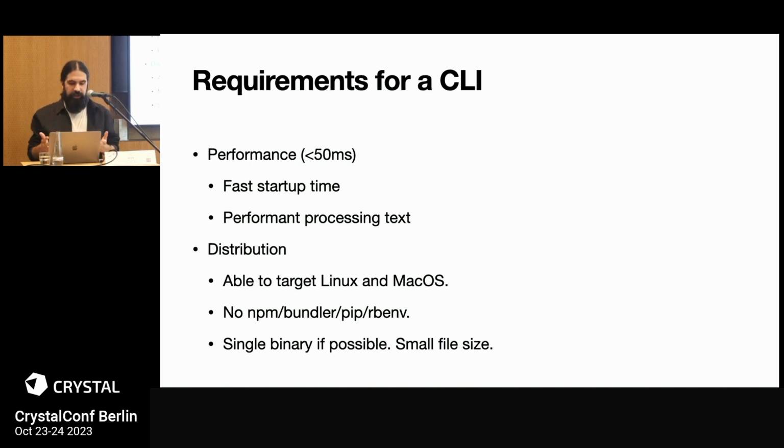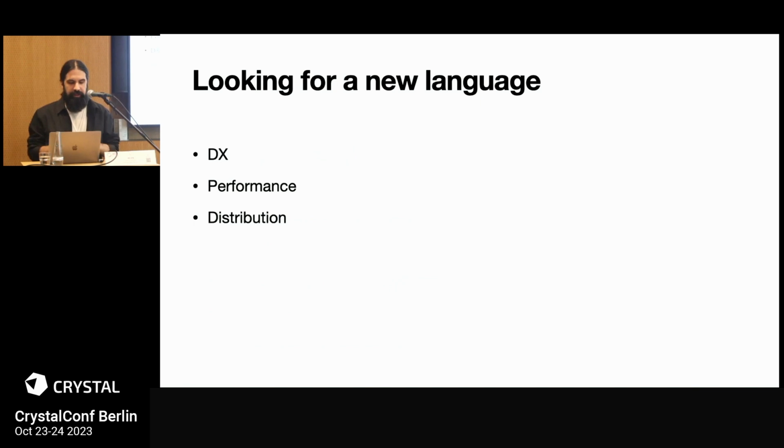And the distribution: it should be a single binary if possible, because that's how you can avoid dependency issues, like whether the user has Bash 3 or Bash 5. That also means no interpreted language or bundler, because that means more dependencies and more maintenance burden. And also small file size, because this could be used in servers, theoretically, so we cannot afford 100 megabyte binaries. So in general, there are three aspects that I wanted to have: DX, performance, and distribution.